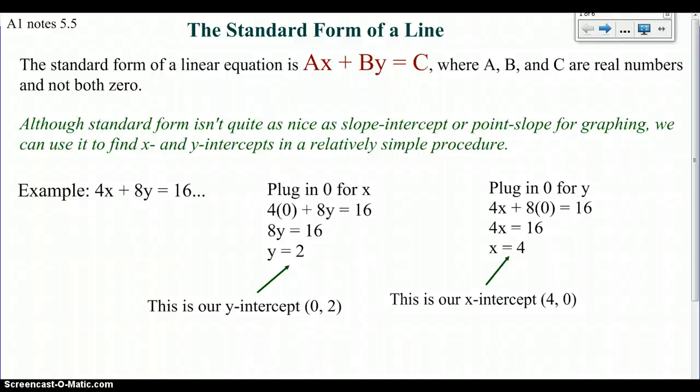Algebra 1 students, welcome to your final video lesson of the semester. Let's finish this strong. Today we're going to look at the standard form of the line.